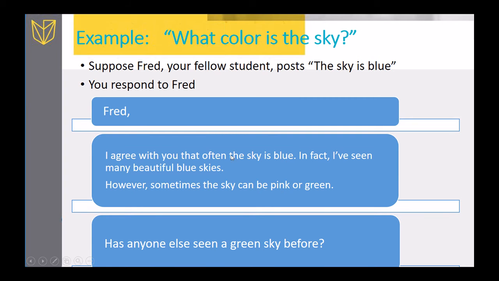And then you acknowledge what Fred said. I agree with you that often the sky is blue. In fact, I've seen many blue skies, so you're adding your own experience here. However, sometimes the sky can be pink or green, so you're adding something additional to the discussion. And finally, down here you have the hook. Has anyone else seen a green sky before? This gives other students an opportunity to respond to you, and then you can respond back to them, and you have a discussion going.